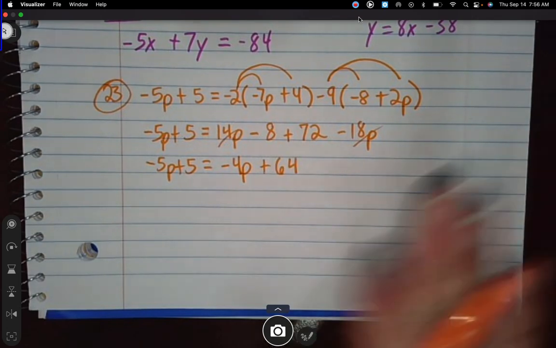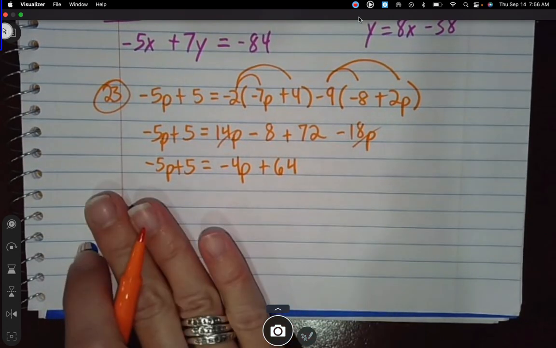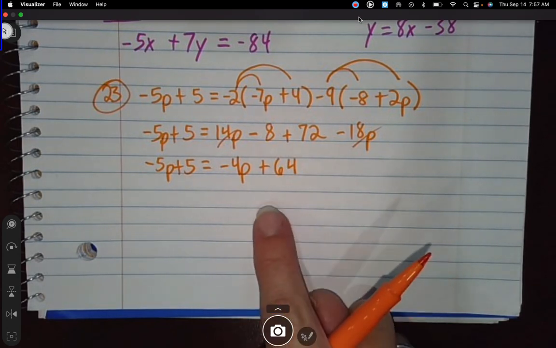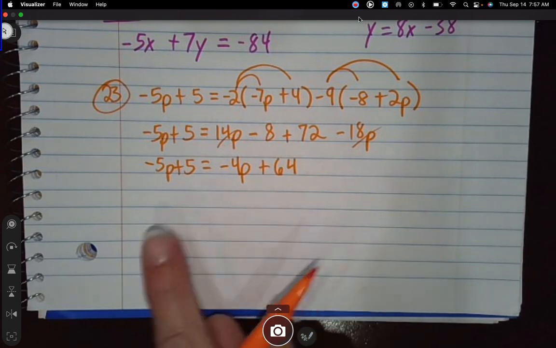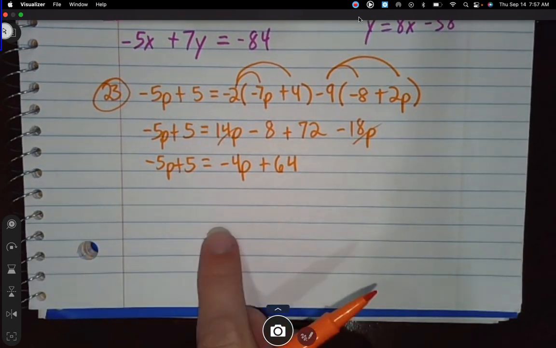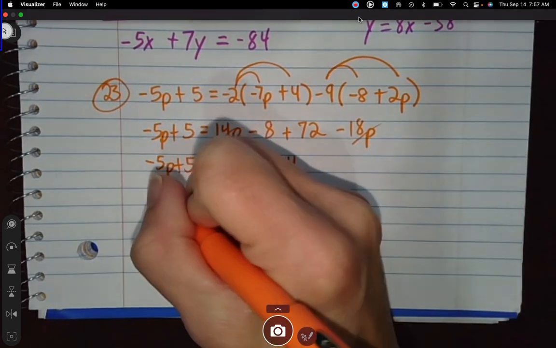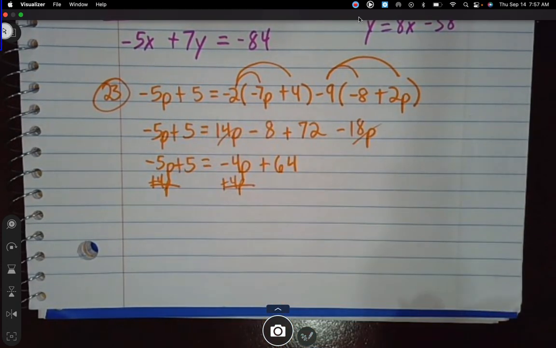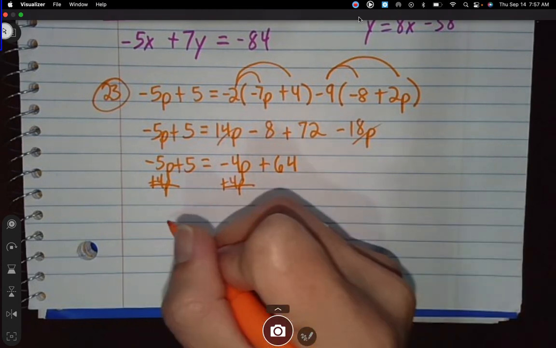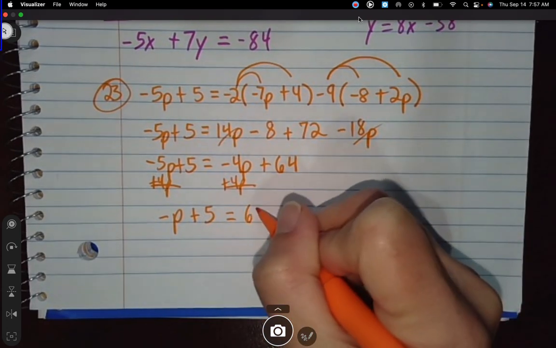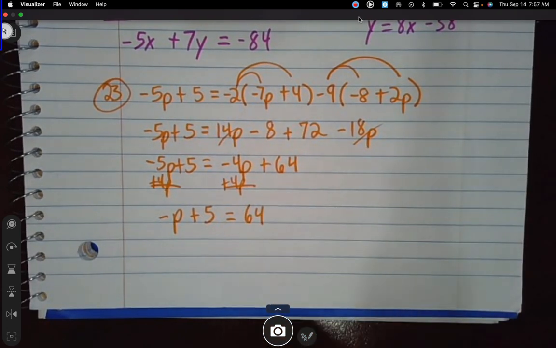Now we need to combine our variables. They're on different sides, so now we start moving things. Which one do y'all want to move? The 4P. I would have picked the 5, but we'll go ahead and do 4. I would have done the 5 as well, so it would make the P positive. But let's do the 4P. And that's okay. What do I bring down? It's just negative 1p plus 5 equals 64. If you had moved your 5p, you would have a positive p.